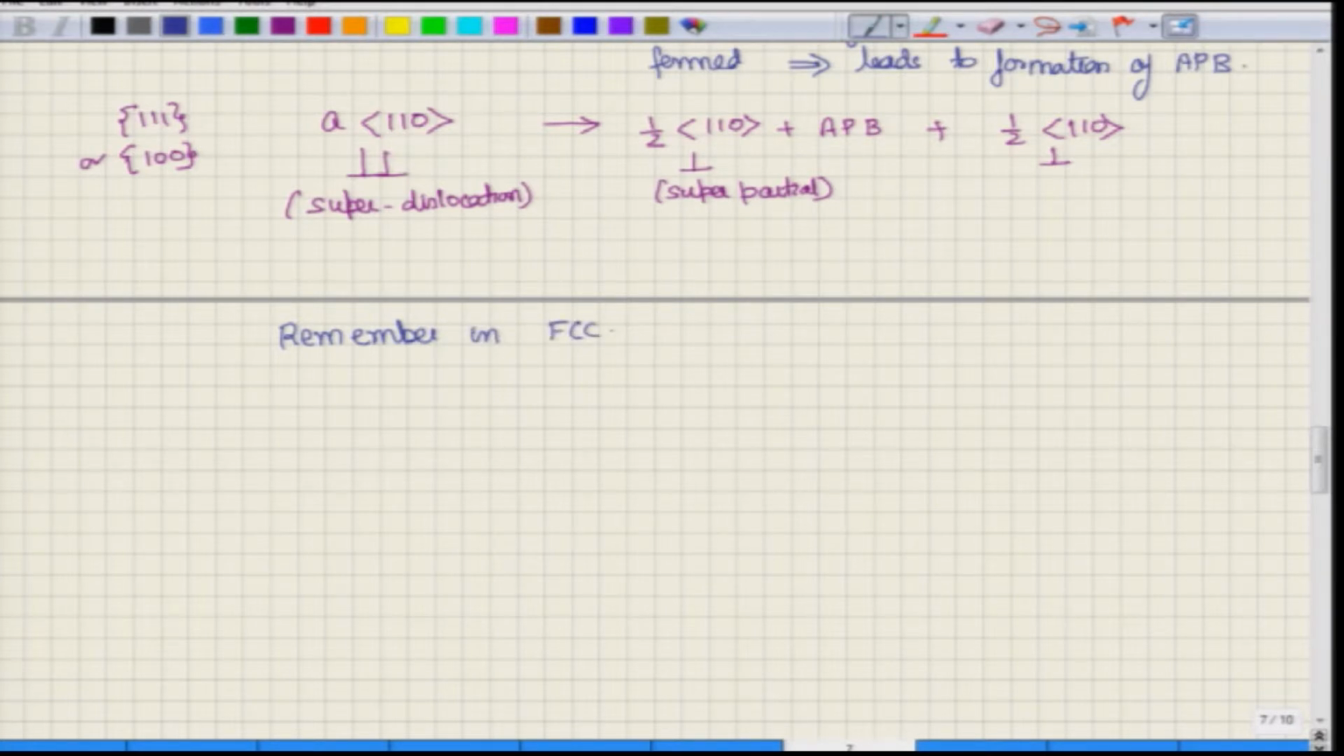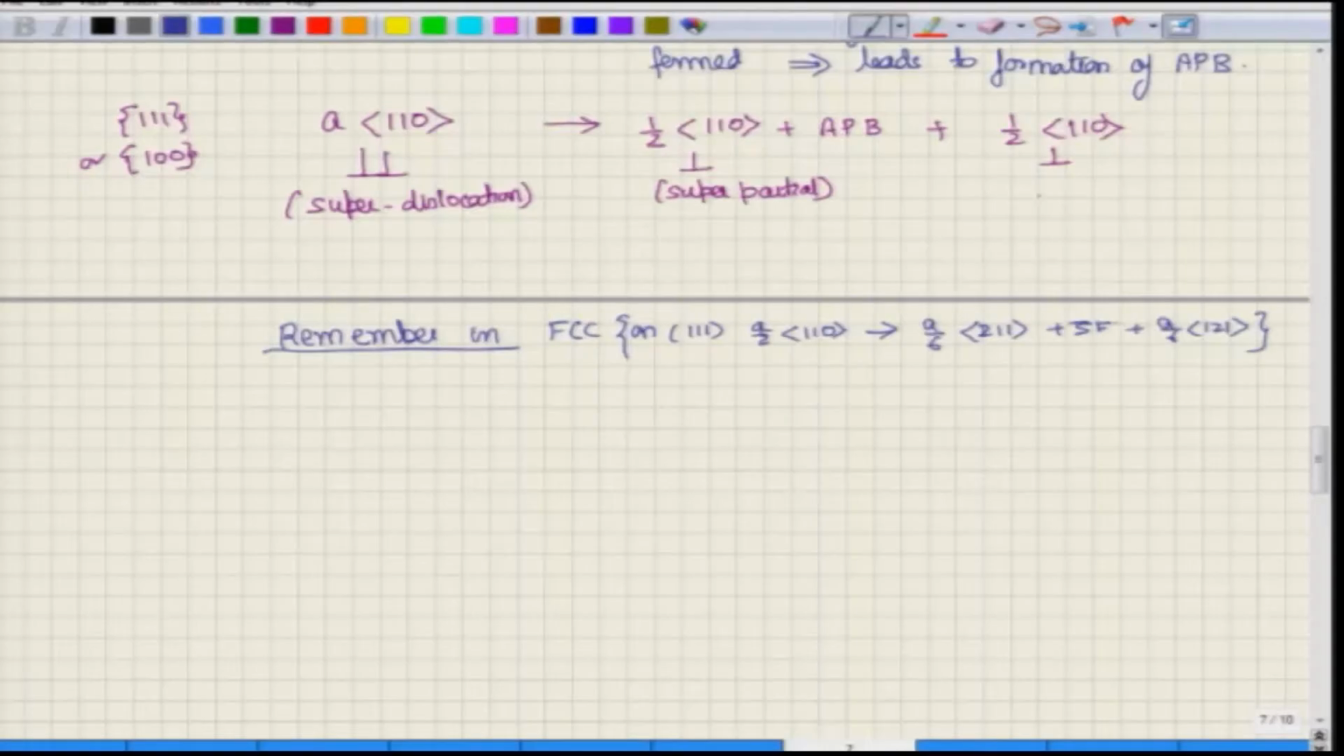in FCC, and I am recalling FCC just because whenever you have on 111, a/2[110] dissociates into a/6[211] plus a stacking fault plus a/6[121]. I am just recalling, okay. So whenever you have a dislocation like this on 111, we know that something like this can happen. So can this also happen in super lattices? And the answer is yes, and that makes it very, very interesting.